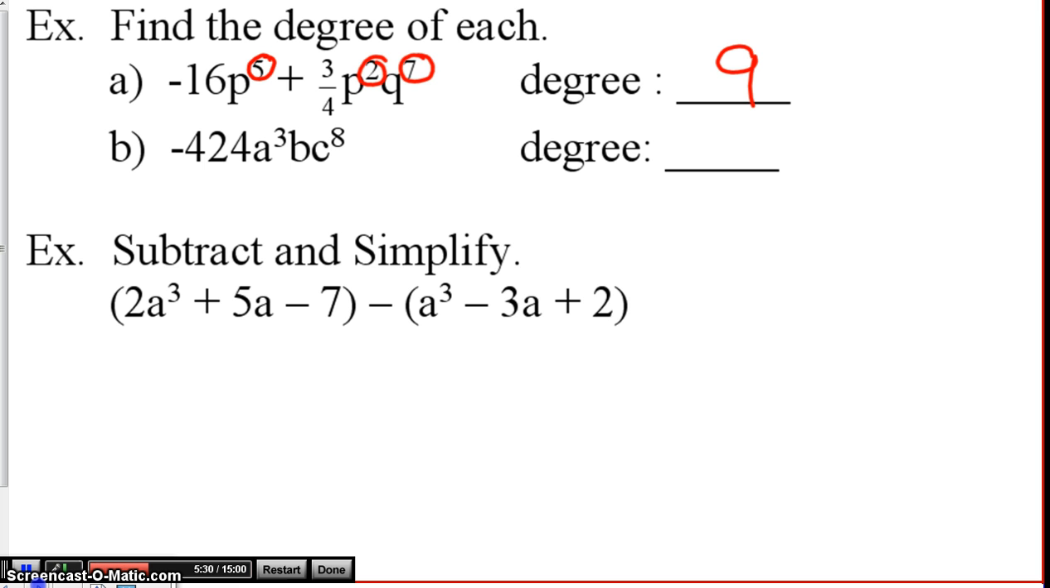The next one is actually a monomial. So all we have to do is add up all of our exponents, and that gives us the degree of that term. Don't forget there's an exponent of 1 on your b. So 3 plus 1 plus 8 is a degree of 12.